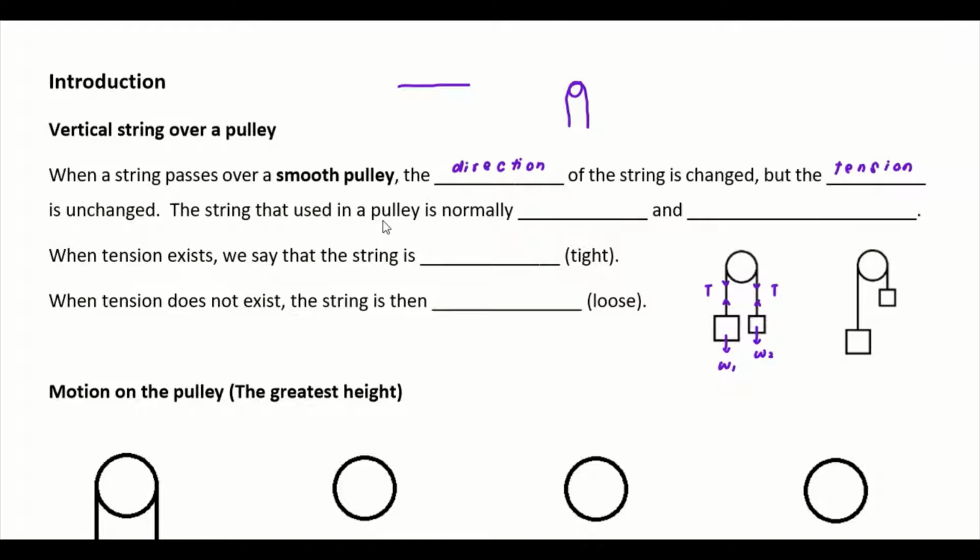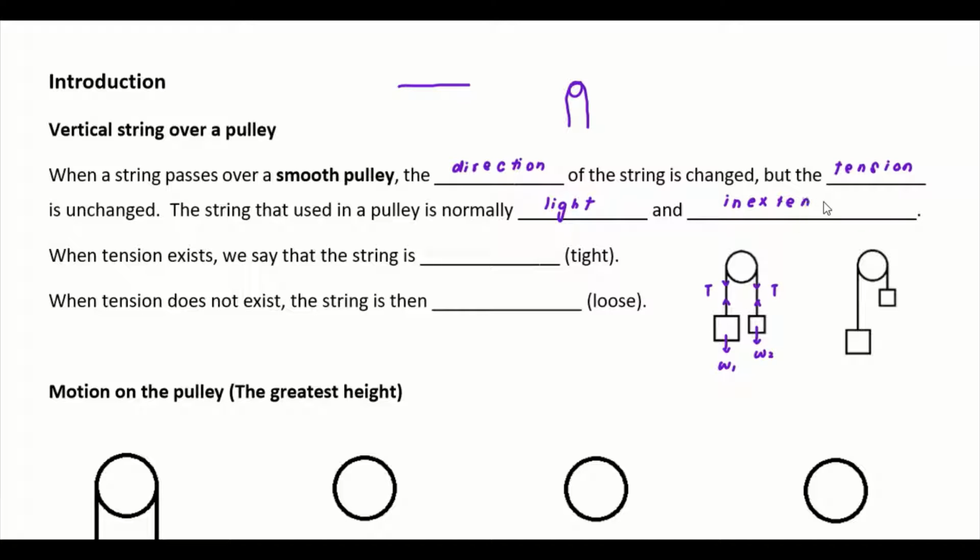A string that we normally use with a pulley is a light one, which means the mass is very small so that we can neglect it. Otherwise, when the pulley moves around, the mass of the string would affect the particles as well, and it would be very difficult for us to find the motion. So the string we use is always a light one, and the other word is inextensible, if you still remember.